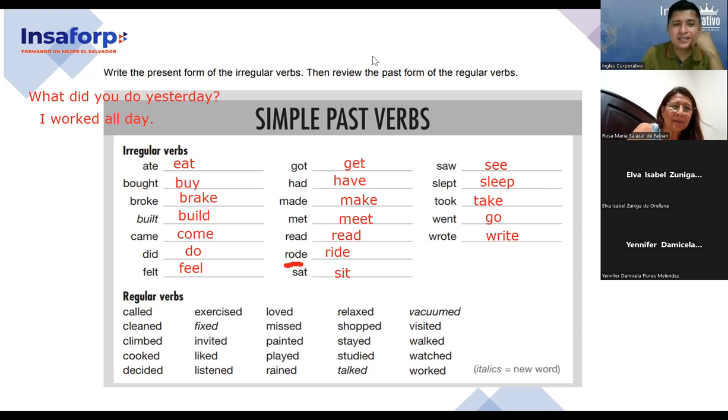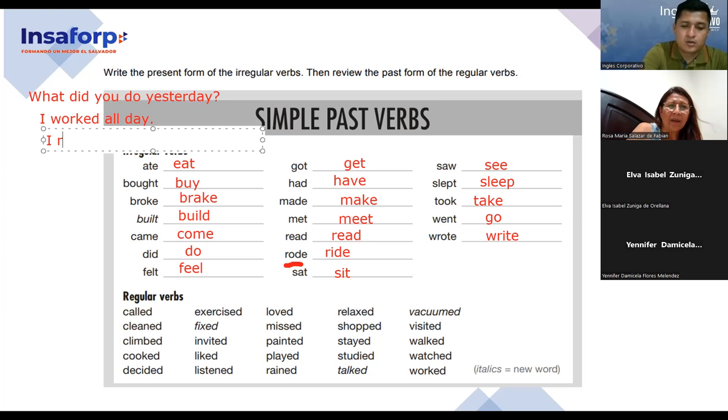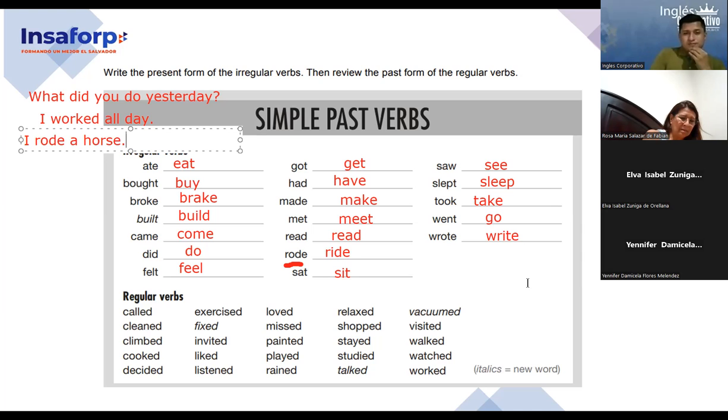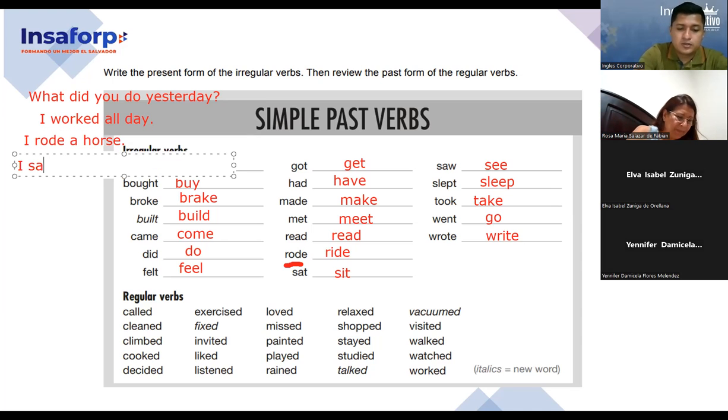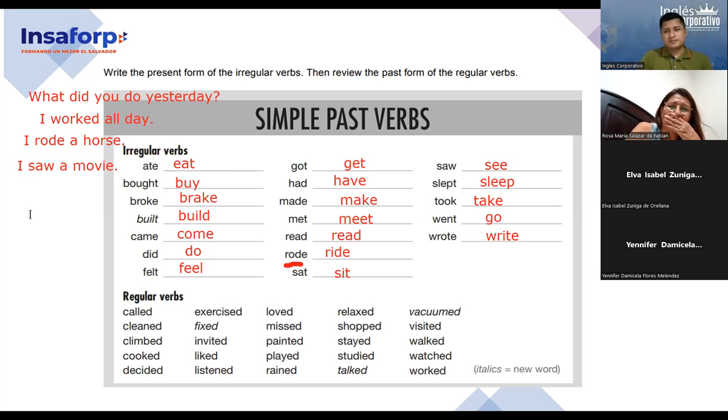Yes. This is like, I will write a sentence, right? So you can say, I rode a horse. Yes? So you see? I rode a horse. I saw the movie. I saw a movie, very good. Yeah, so you can say that as well. What else? You can write as many sentences as you want. I ate pizza.